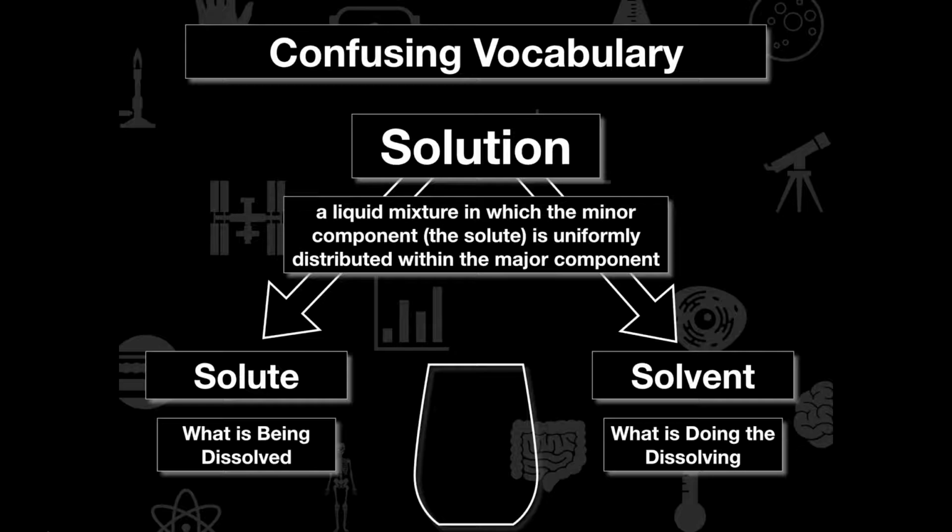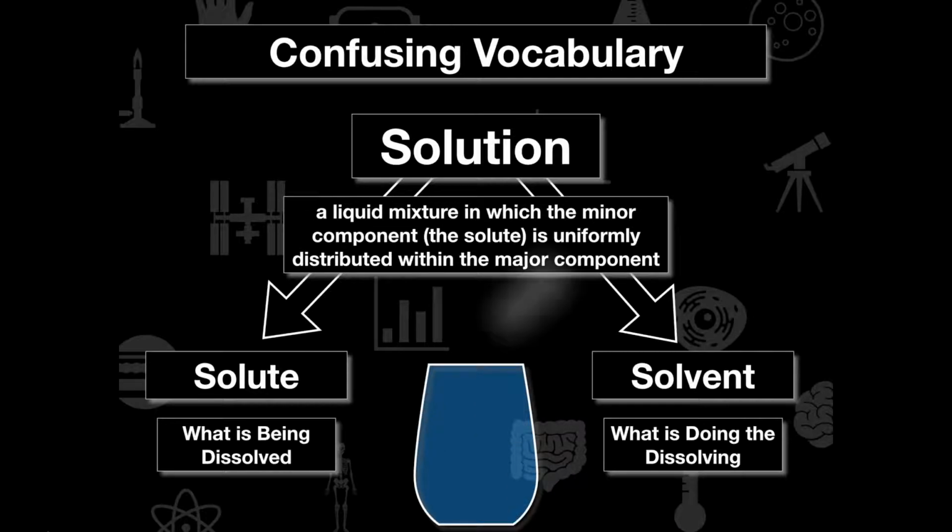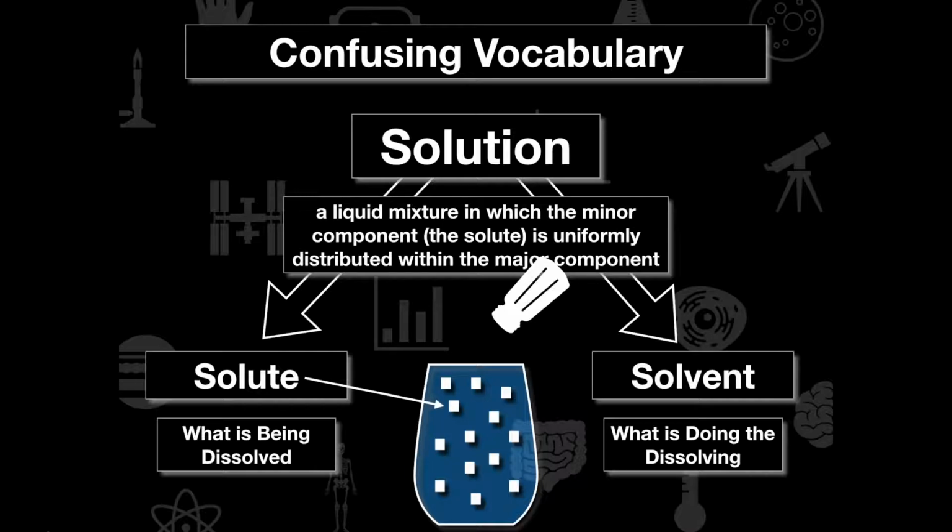So let's say we had a glass, and I put water in that glass. Well, if we add salt to that glass, what's my solute and what's my solvent? Well, in this case, the water is the solvent. It's dissolving the salt, whereas the solute, or the salt, is what is being dissolved. So our solute would be the salt and the solvent would be the water. Now, the glass with the water and the salt is the actual solution, the liquid mixture which we're talking about, the solute and the solvent combined.